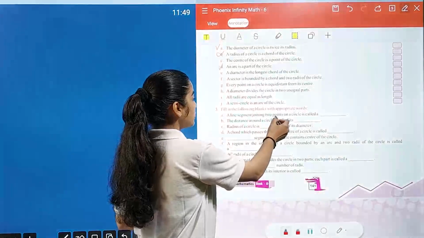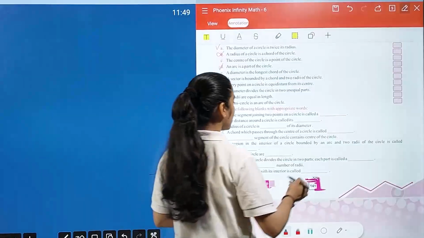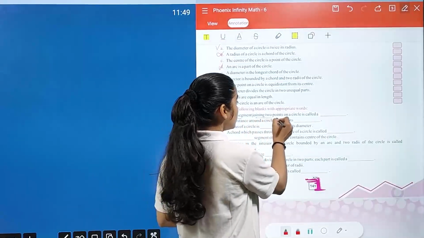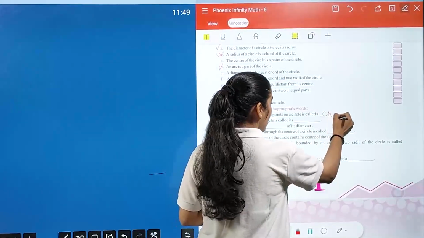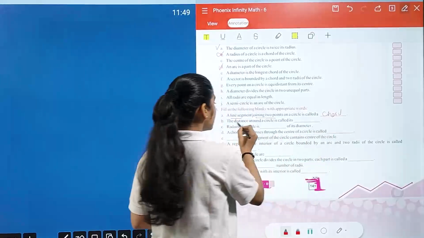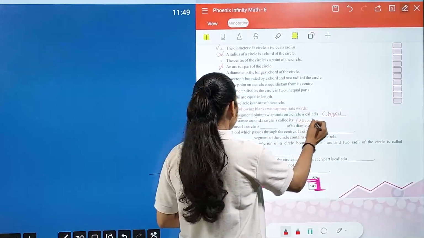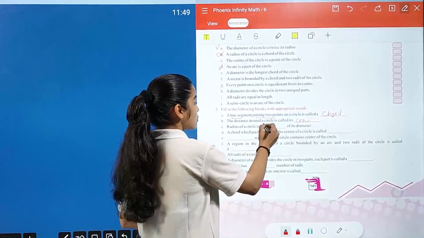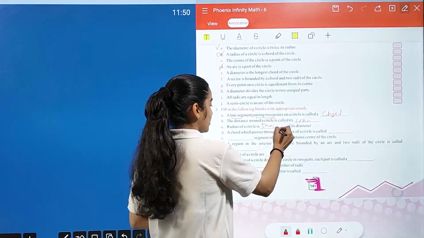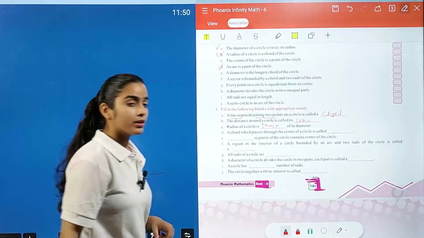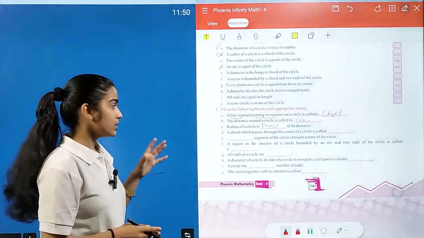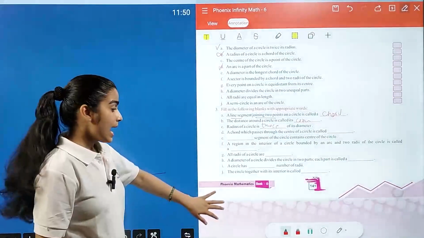Filling the blanks with appropriate words. A line segment joining two points on a circle is called a chord; a diameter is also a chord. The distance around a circle is called its circumference. The radius of a circle is twice its diameter. So students, you have to fill the rest of the blanks left by me in question number 3 on your own.